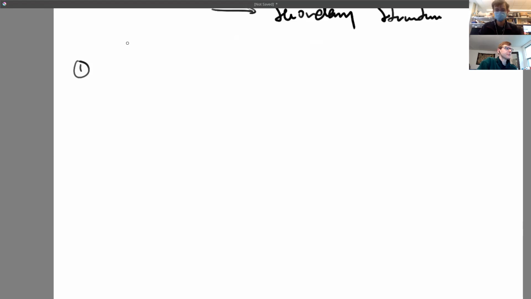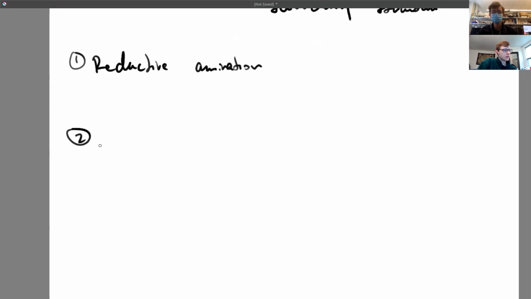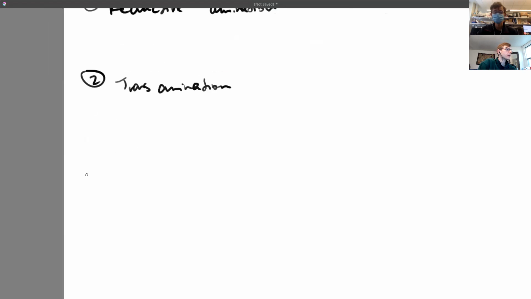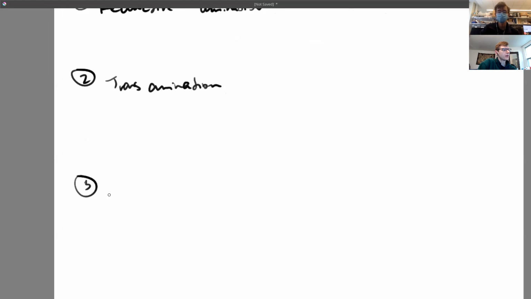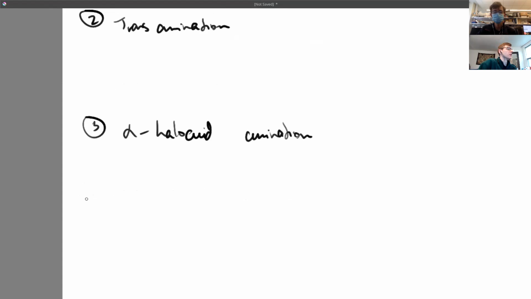Reductive amination. Yeah. The transamination. And I don't know the third one. The second one was what? Oh, transamination. The alpha something is the third one. Amination of alpha halo acids. Yeah. And then Strecker synthesis is one also. Yeah.